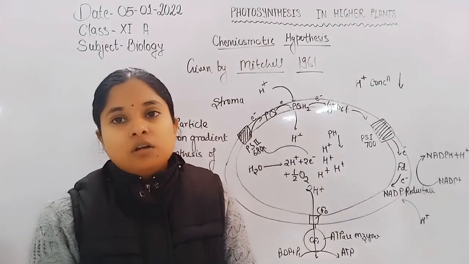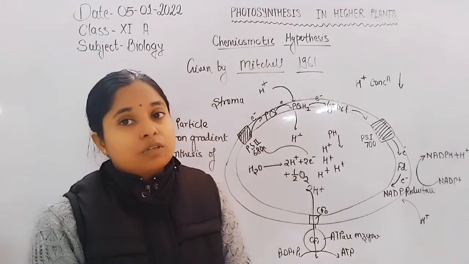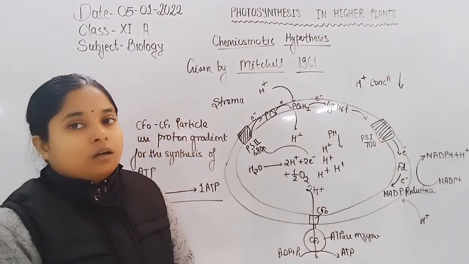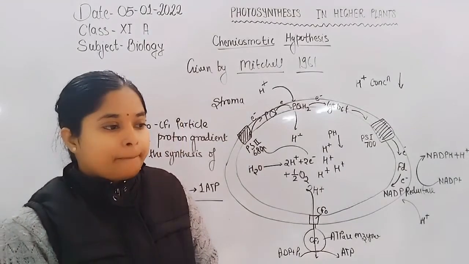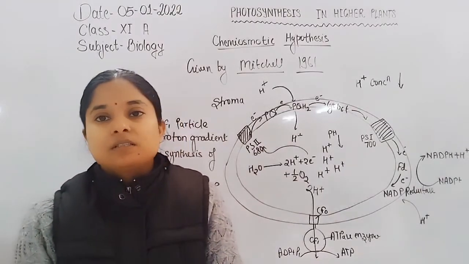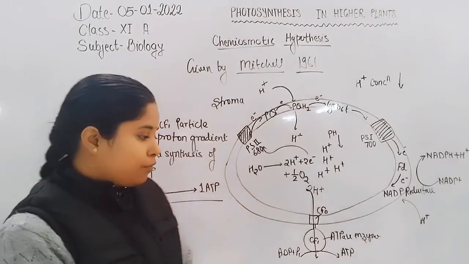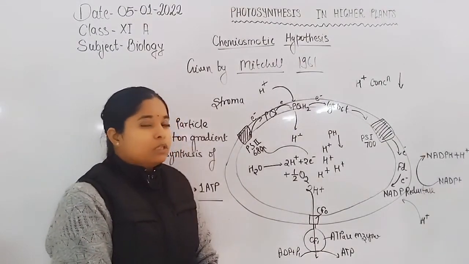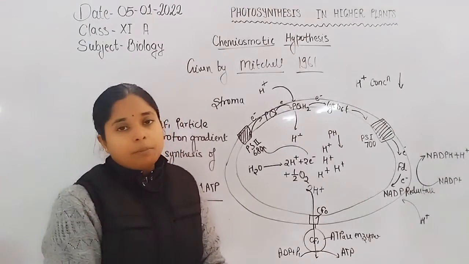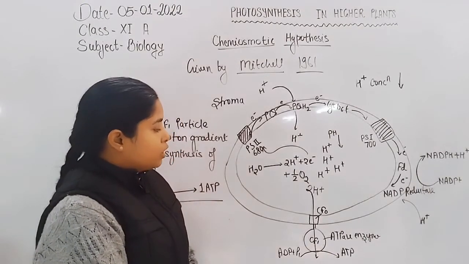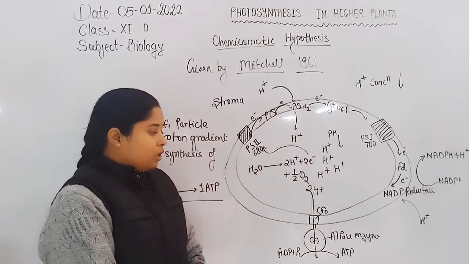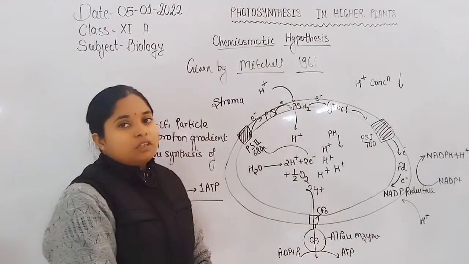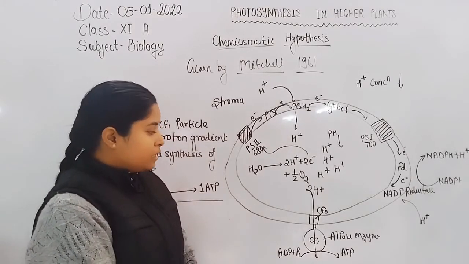The proton pump is also situated in the mitochondria, where the FOF1 particle is present in the inner membrane of the mitochondria. They transfer the protons into the intermembrane space, and through the proton gradient the ATP gets synthesized.